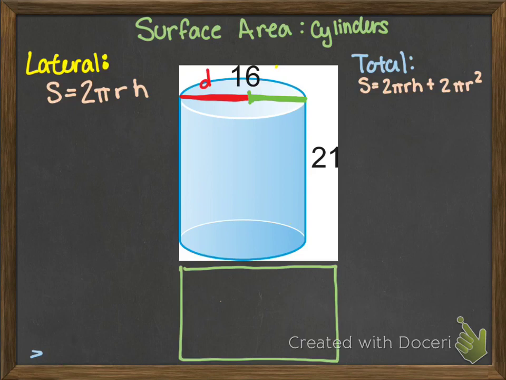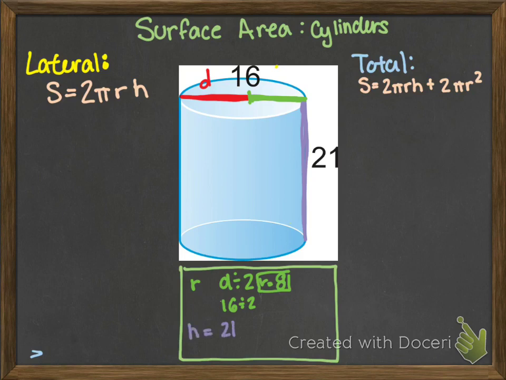So to find the radius, it is the diameter divided by 2. Oh, that looks like a plus sign. Sorry. Divided by 2, which is 16 divided by 2, which gives us 8. That is our radius. R equals 8. Now we need to identify the height. The height is how tall it is from circle to circle. And on this example, it is 21. So h is equal to 21.